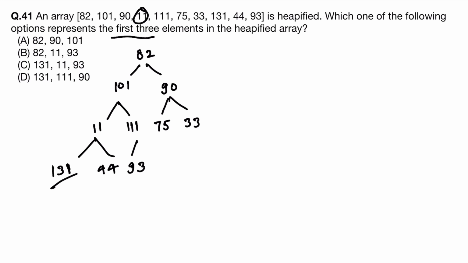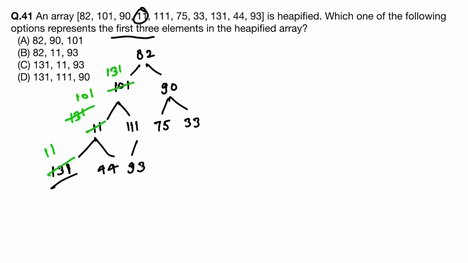Okay, so here this will be 131, this will be 11. This is satisfying, 131 is larger than 11 and 44. Here this is not satisfying, so 131, this will be 101. Now it is satisfying, 101 is greater than 11 and 44. 111 is greater than 90. 131 is greater than 111. Here it is satisfying already.